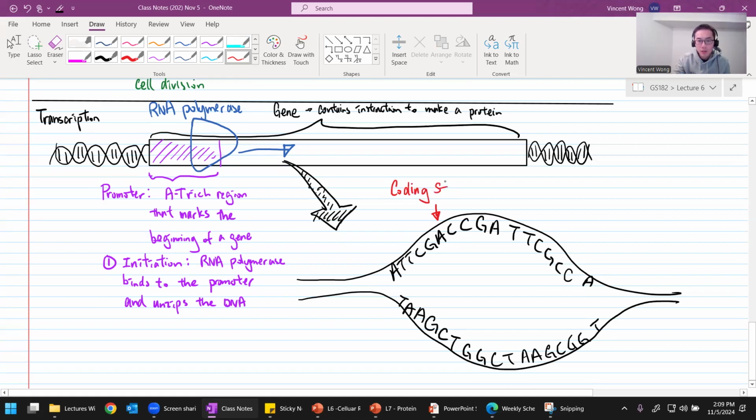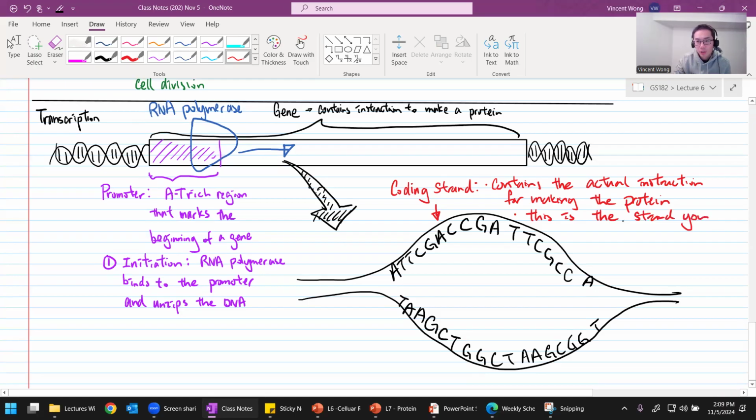So this is a coding strand, which contains the actual instruction for making the protein. This is the strand you want a copy of.